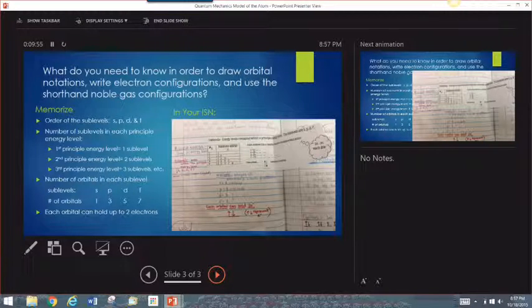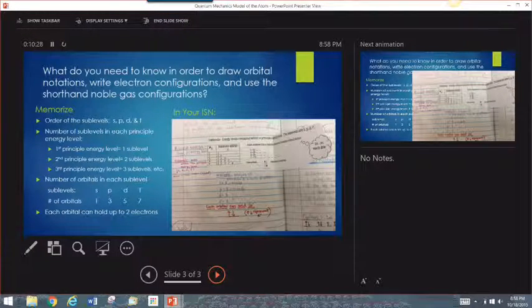P, D, and F. You also need to know the number of sublevels in each principal energy level. If you're in the first energy level, there's 1 sublevel. If you are in the second energy level, there are 2 sublevels. In the third energy level, there are 3 sublevels. For the fourth, there are 4. For the fifth, theoretically, there are 5. For the sixth, there are theoretically 6, and for the seventh, there are theoretically 7. We won't need all of those, and we'll get to that later.